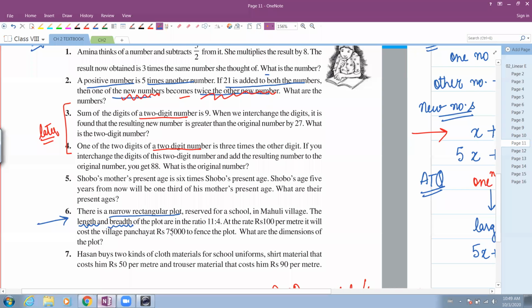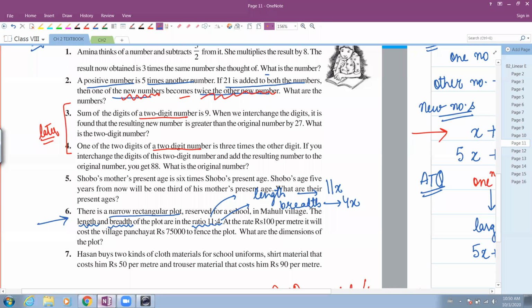Length and breadth? Length and breadth. So they are saying that there is a plot reserved for a school in Mahuli village. The length and the breadth are in the ratio 11:4. Now I want you to recall, you must have done the last exercise, exercise 6.2, during preparation too. When you are given a ratio, how do you assume values from it? So if the ratio is 11:4, how can you let the values for length and breadth be? 11x to 4x. That's correct, length will be 11x and breadth will be 4x.